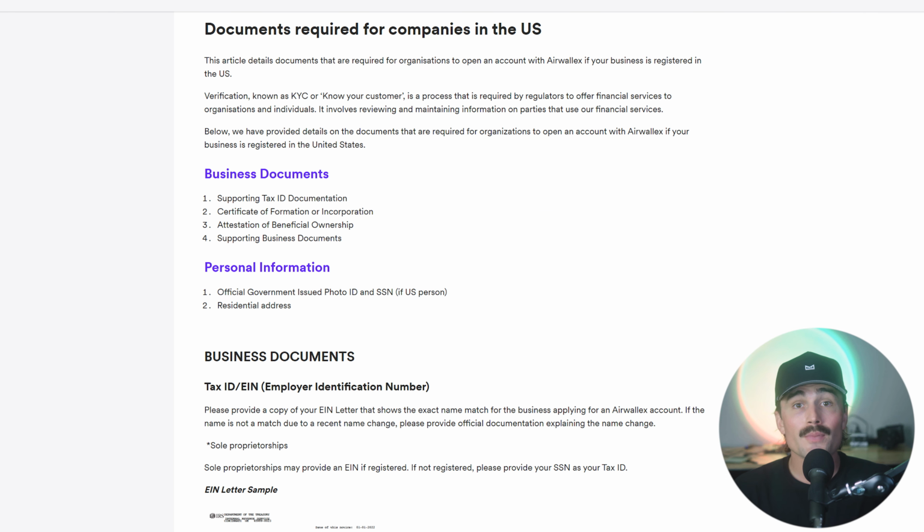Account changes and updates can also be slow. Things like adding a new currency, updating beneficial ownership documents, or changing tax information often go through manual review processes that take longer than competitors. For a SaaS scaling quickly into new markets, that operational drag really matters.